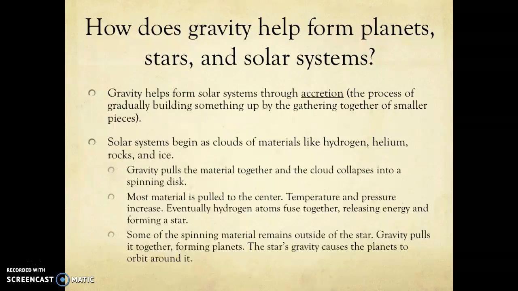And it doesn't happen real quick like if you hold up a magnet over a few pieces of metal. It's going to take a long time. Millions of years. Just in general, things take a long time to happen. So gravity pulls these materials together, and because of that, the cloud collapses and it starts to spin. Now, most of the material, not all, but most.